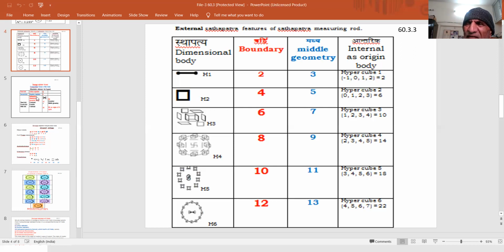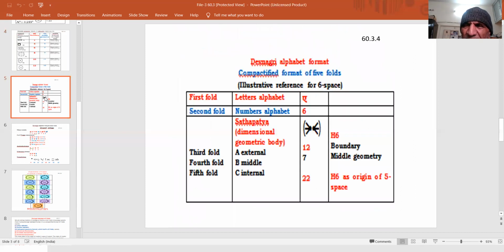So from the letters alphabet, we reach the numbers alphabet, and from the numbers alphabet, we reach the Sathapatya geometric formats. Geometric formats are of 3 distinct features: Bahir, boundary; Madhya, middle geometry; Antrik, internal, as organ body. One shall sit comfortably, one shall permit the body to be through these features. For it, illustratively, let us have a reference of 6 space.